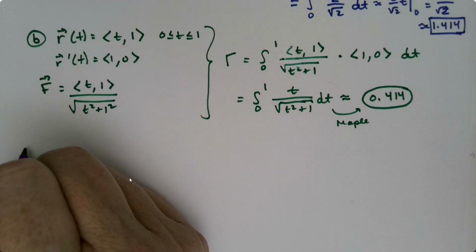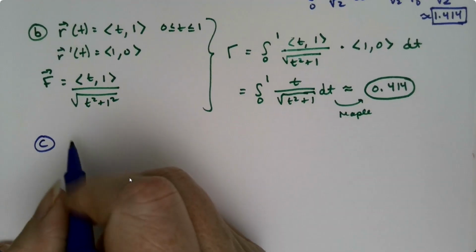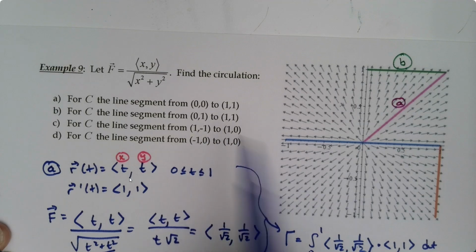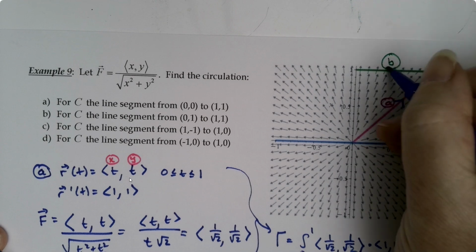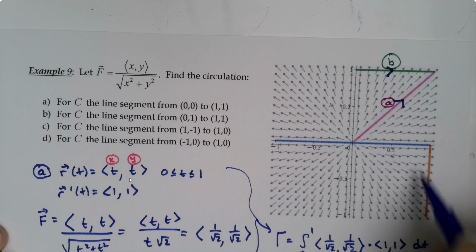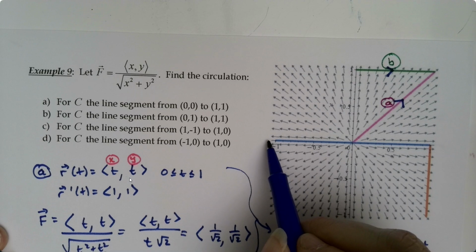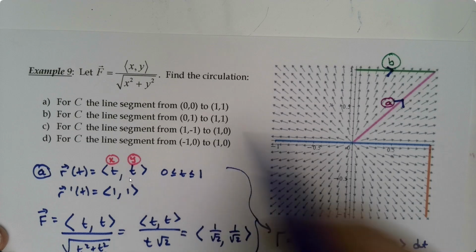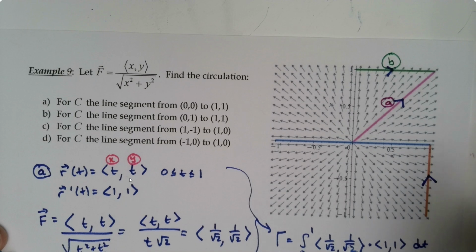Okay, for part C, let me go back to blue just so we can keep these straight. Part C is the line segment from (1, -1) to (1, 0). You know what? I should put arrows. So this one was going this way. This one is going this way. Oh, no, C, sorry. (1, -1) to (1, 0). (1, -1) is down here to (1, 0), which is right here. So that's that direction.